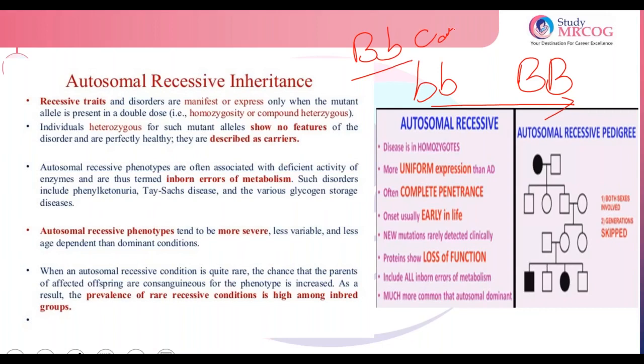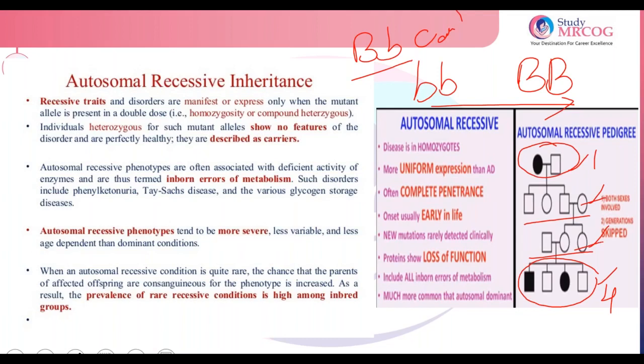So let's see about autosomal recessive. Remember, because it is autosomal recessive, there is a possibility that they can be carriers. They can skip generations. You can see here in this pedigree, this family is affected, but the intermediate two generations are skipped. Again, first generation, second generation, third generation, fourth generation. You can see first and fourth are affected, second and third are skipped. This is possible in case of autosomal recessive.